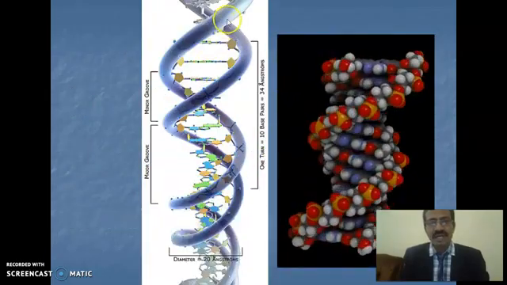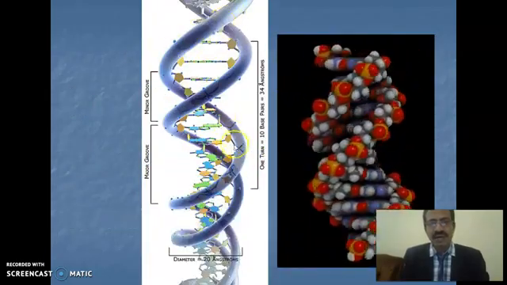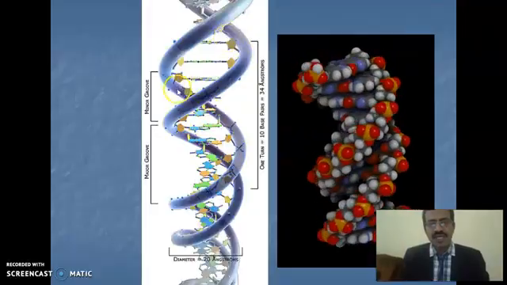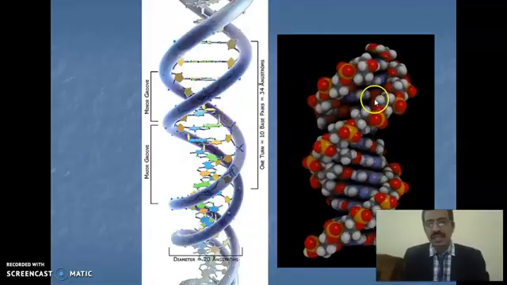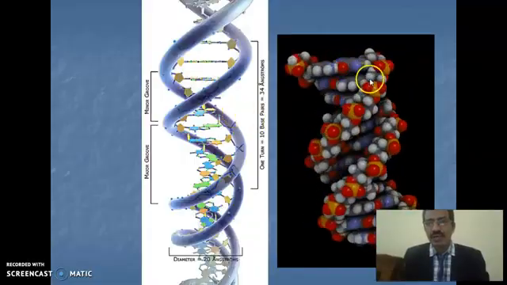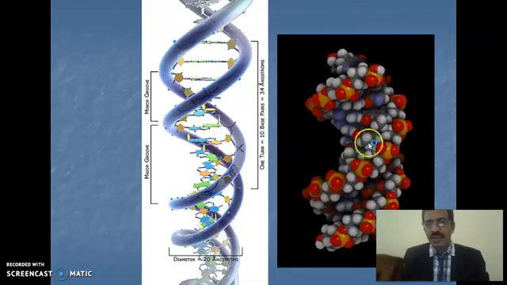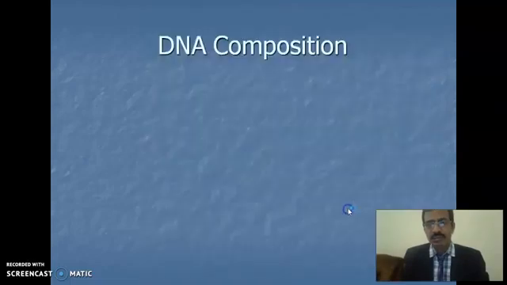And here we see the two strands of helically coiled DNA, and here we also see the deoxyribo sugars. Here we see the ball and stick model of DNA. This is the major groove and this is the minor groove.